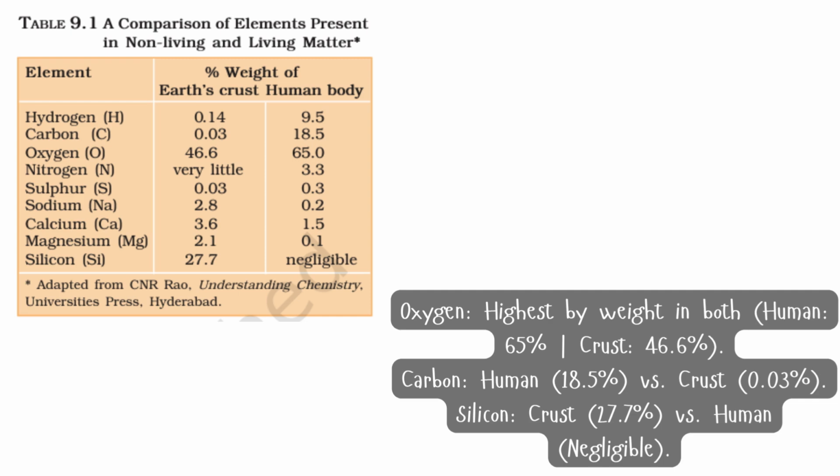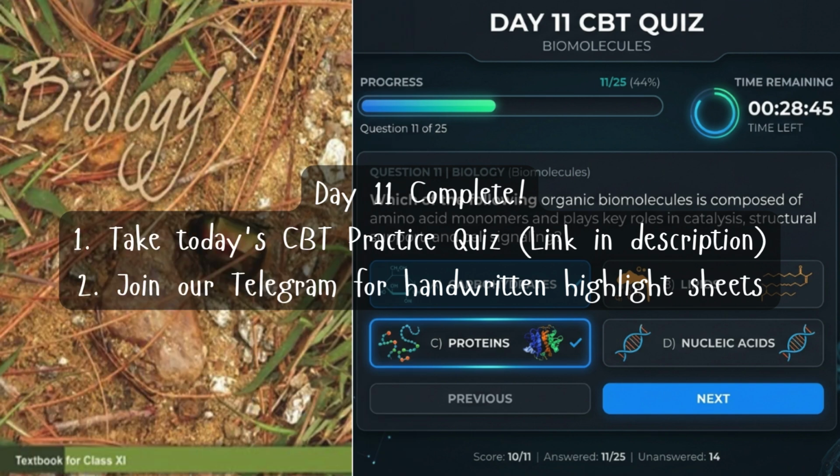Second, carbon is highly abundant in human tissue at 18.5%, compared to only 0.03% in the non-living crust. Third, silicon is abundant in the crust at 27.7%, but is completely negligible in human tissue. These relative percentages are important to note for your exams. That concludes our look at the chemical analysis of living tissues.